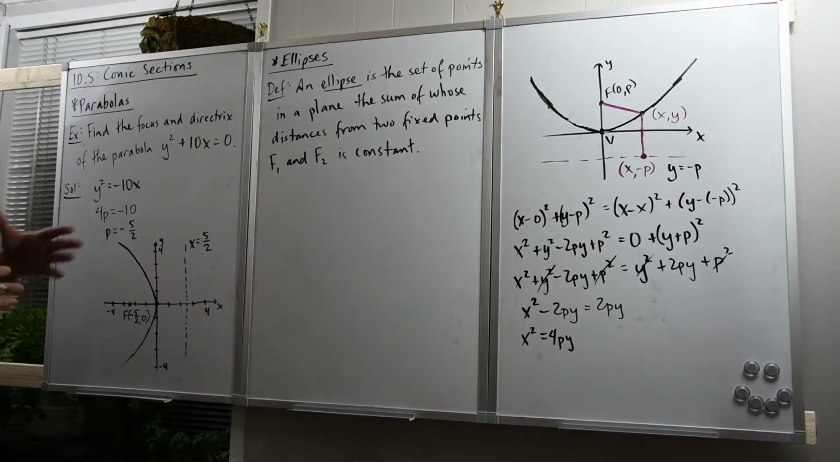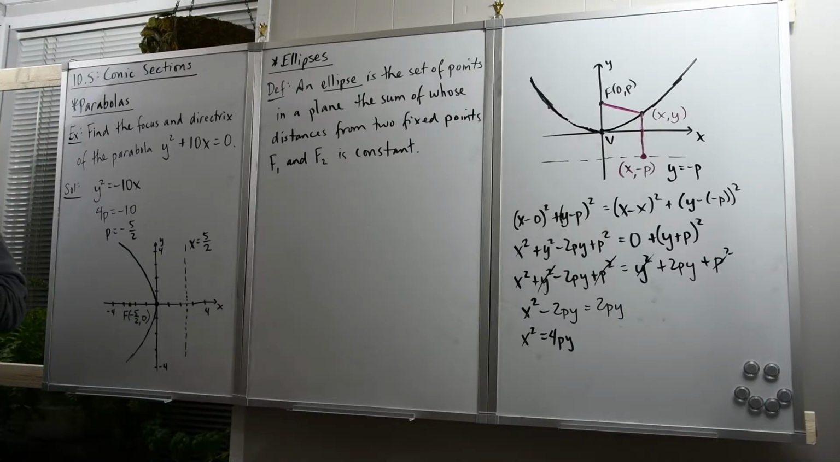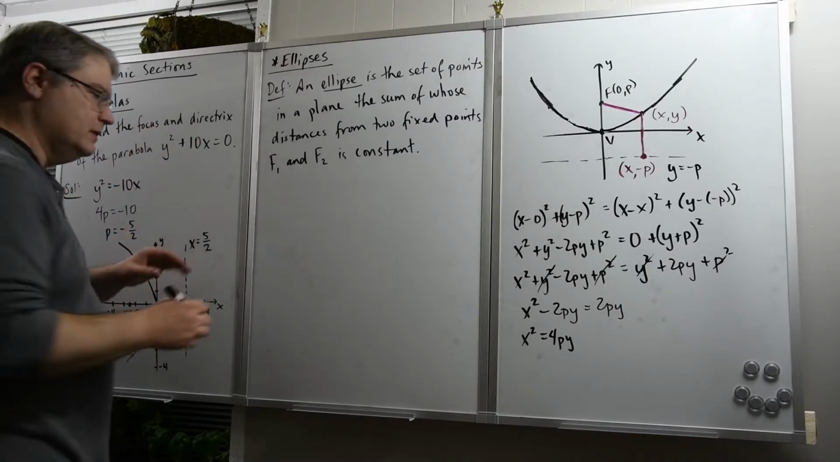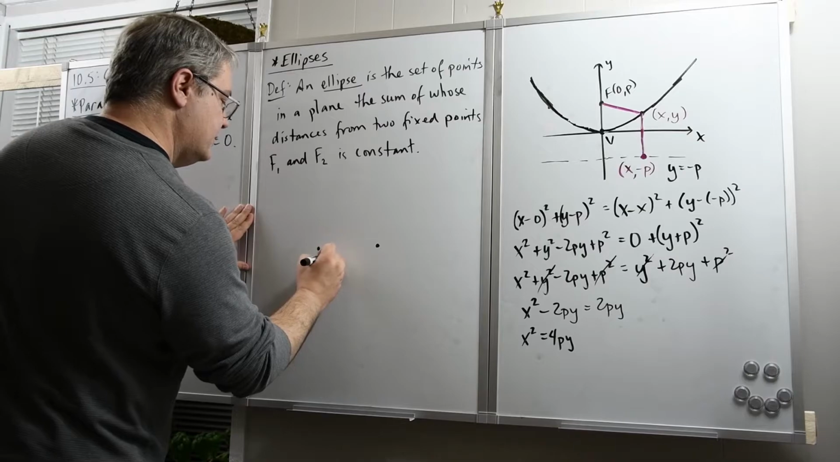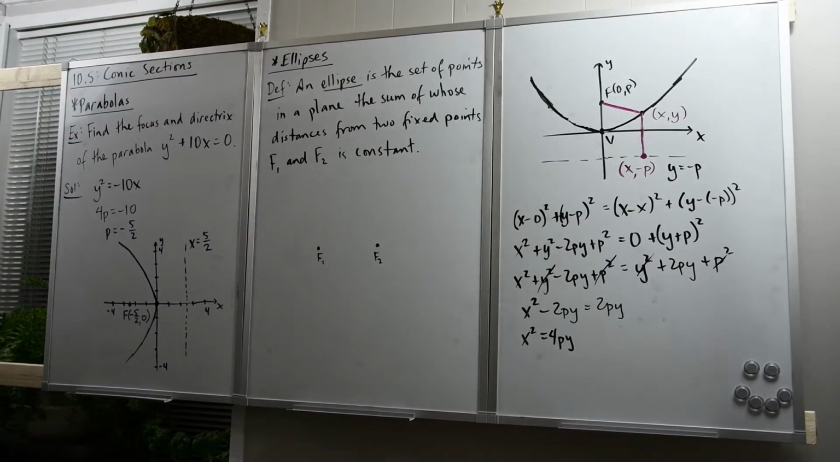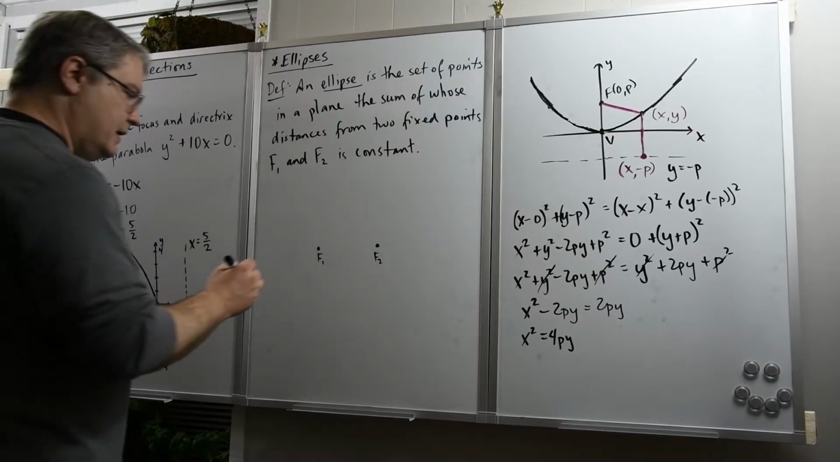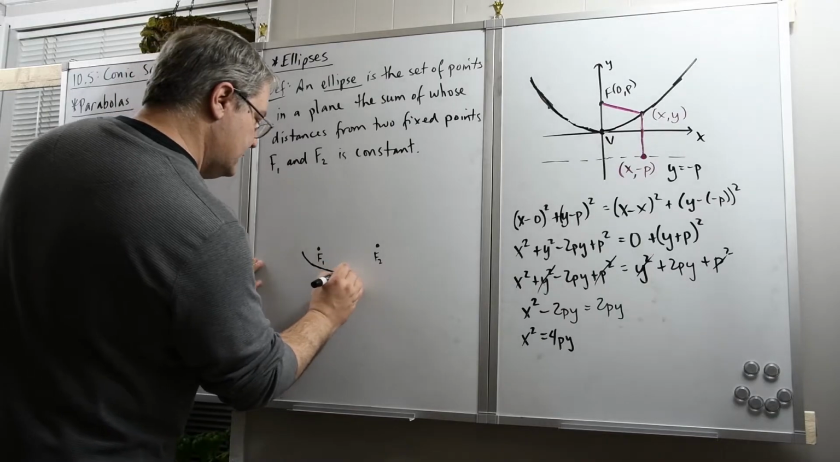All right, so let's think about what this actually means for us. I'm not going to end up deriving the formula, but I do want to give you at least a little indication as to what this definition is entailing. So let's suppose that you have a focus here, F1, and a focus here, F2. Now, an ellipse that we have might look something like the following.